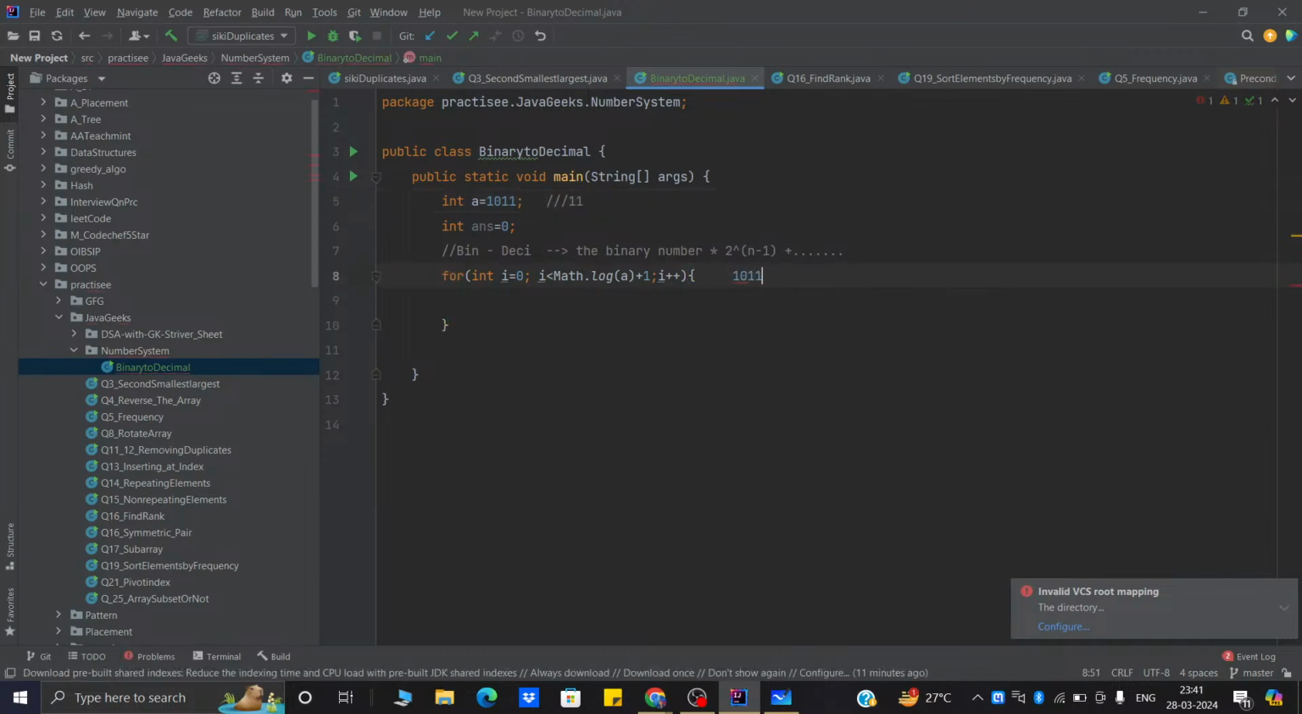10 to the power 3 plus 11 or something. If we take the log of it, it will give me 3. Log 10 to the power 3 is 3, and plus 1 is 4. So Math.log10 of a gives the length of the number minus 1. If we add 1, then it gives the length of that number. That's how we get the length of a number.